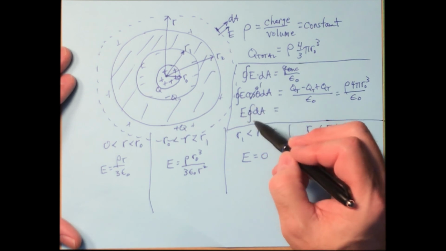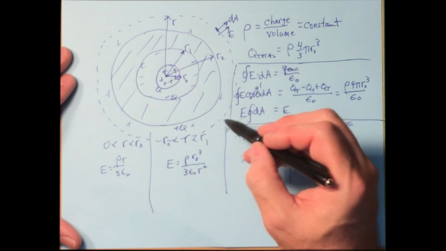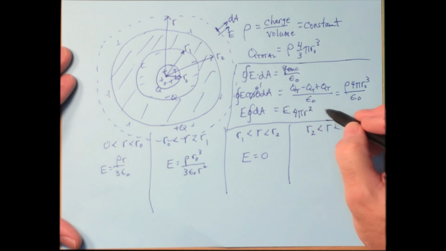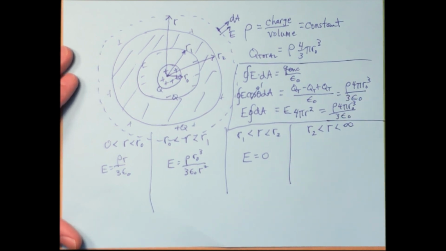But the closed integral dA is just the surface of our Gaussian sphere, which is 4 pi little r squared, is equal to rho 4 pi little r naught cubed divided by epsilon naught. I left off a 3 up here. There, fixed it. Okay, now you can simplify this.